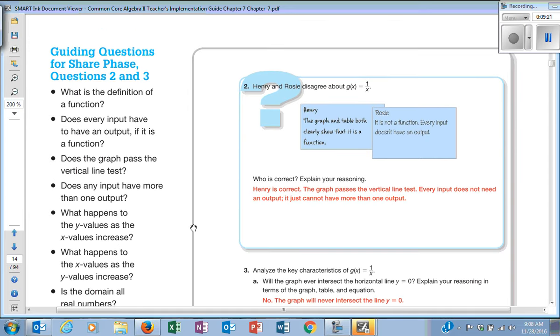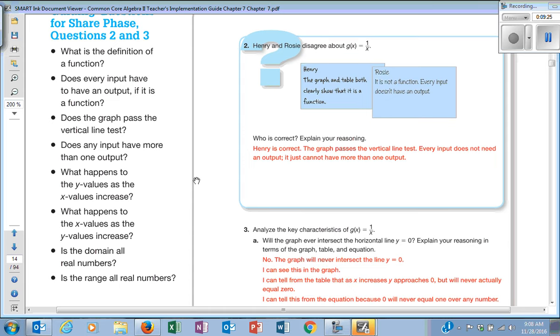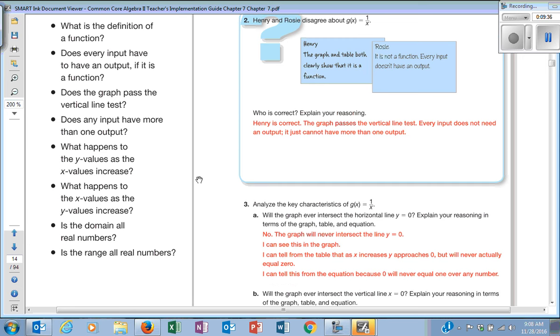Henry and Rosie disagree about the g of x. The graph and the table both clearly show that it is a function. Rosie said it is not a function. Every input doesn't have an output. Well, Henry is correct because every input does not have to have an output. We just cannot have more than one output for every input.